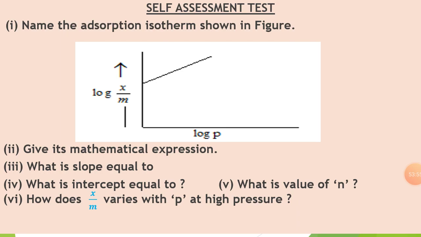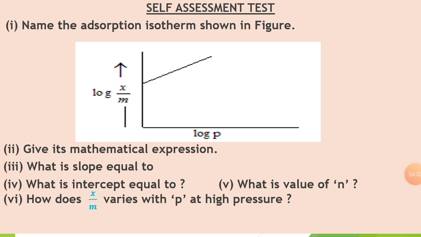Now one question is given for a self-assessment test. Write these questions in your copy, and after listening to the PPT videos you can do them by yourself without taking the help of any book. This is a simple question. Name the adsorption isotherm given in the figure. You have to write the name according to the figure. Then question number 2, give its mathematical expression. How can we write it in mathematical form, that is, formula form?